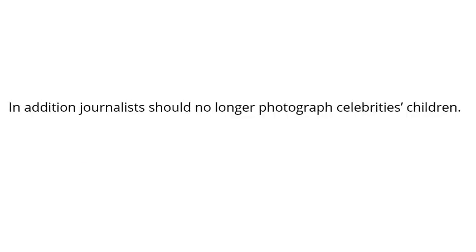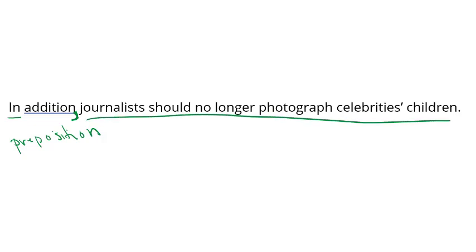Next, we have, "In addition, journalists should no longer photograph celebrities' children." So this one's a longer sentence and could be a little bit confusing. If you hear it, then you know, but we don't also want to rely on the way something sounds. So here we have the word in, okay? And usually words like prepositions are a good indication that you have an intro phrase. So the in addition part, putting the comma here, is telling us moreover or additionally or some version of that.